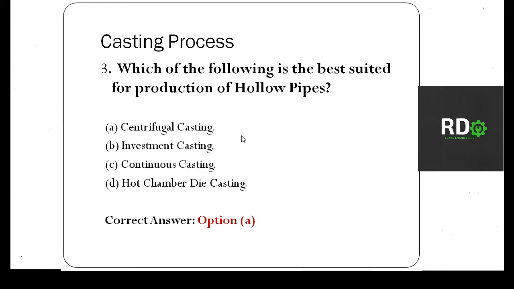Pipes, okay, the hollow pipes. The hollow pipes are mainly produced using the centrifugal casting, the option A.